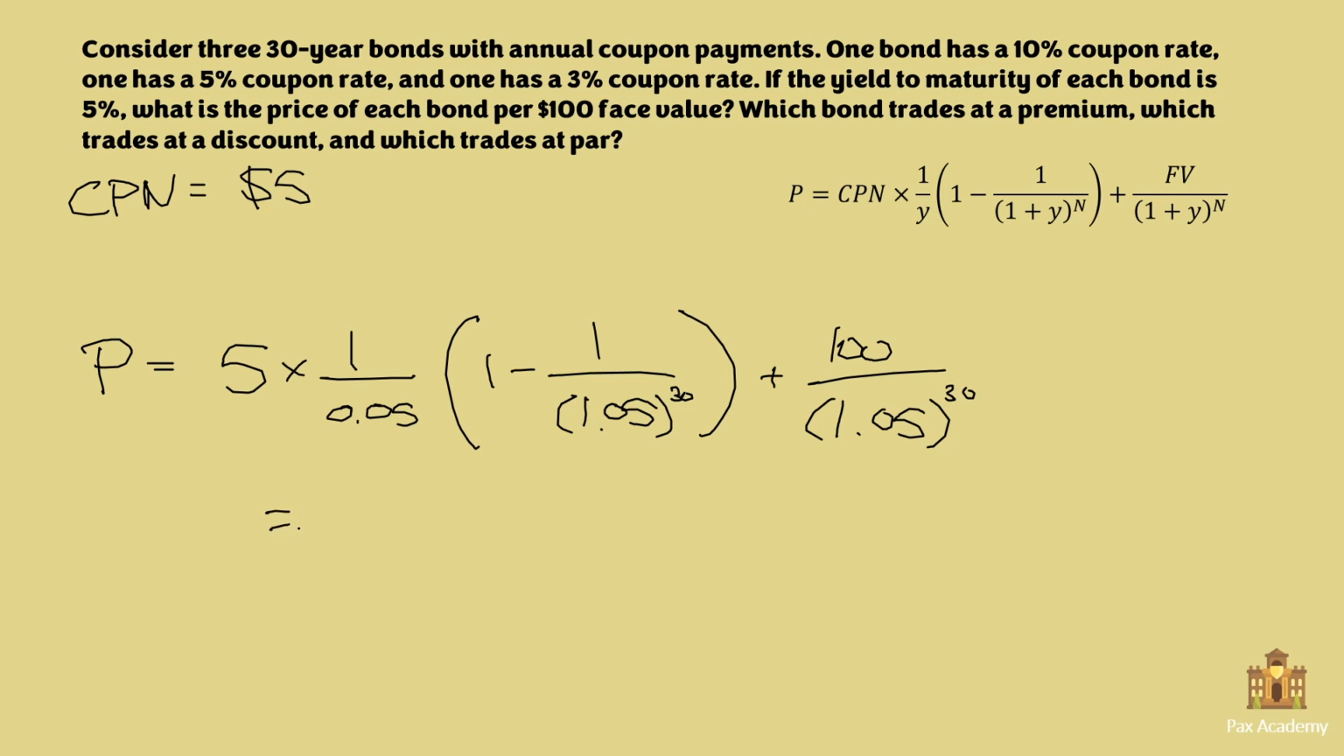Now, if you plug this into your calculator, you should get that the price of this 5% coupon bond is equal to $100 exactly. Now, as you can see, this is the same as the face value. Therefore, we can say that this bond trades at par.